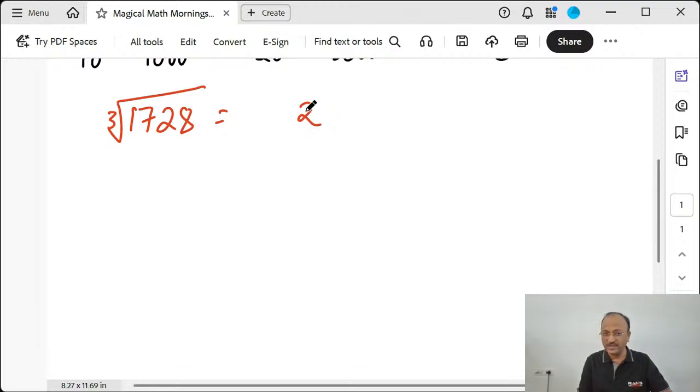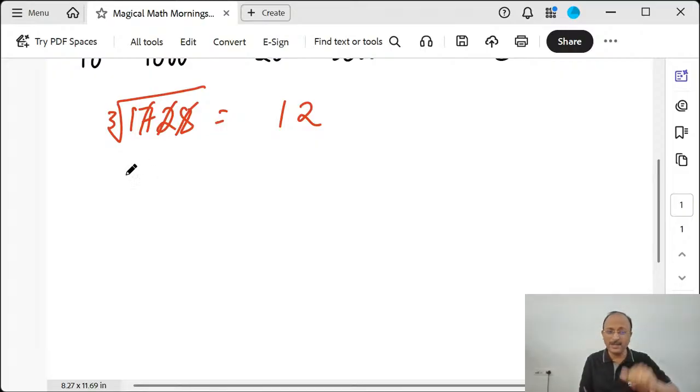Once you write the units digit, strike off 3 numbers. Cube root, therefore 3 numbers will strike off. Only the remaining number we will consider. This number 1 is the perfect cube of 1. So just write 1 here. 1728's cube root is 12.